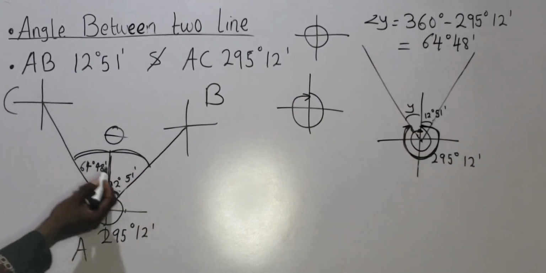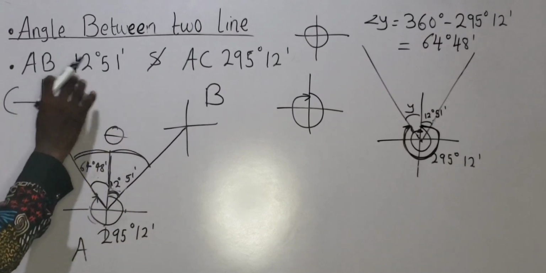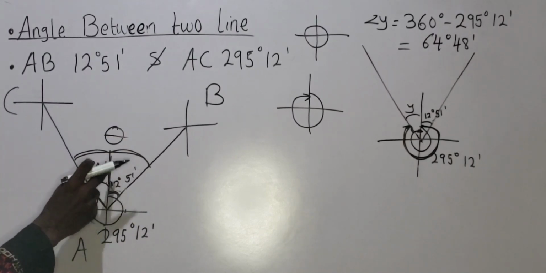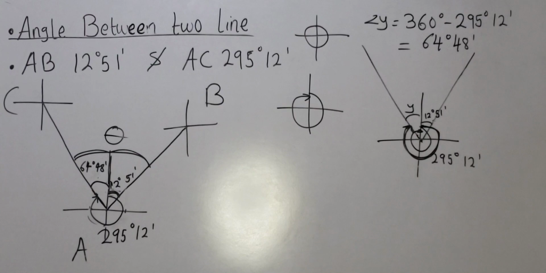Yes, it is. But I've already gotten 12 degrees, 51 minutes. Immediately I plot this line, it was given as 12 degrees, 51 minutes. So I don't need to calculate this angle again. The only angle that I need to calculate is this angle. And I represent it as y. Is that not it?